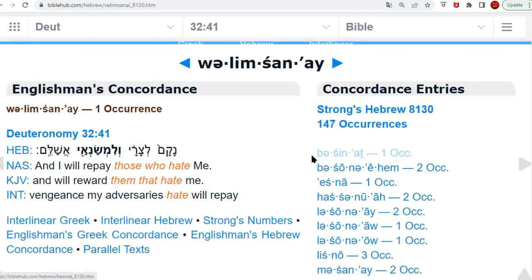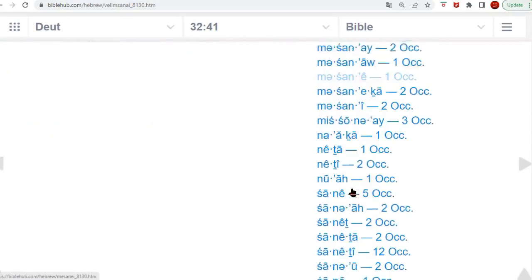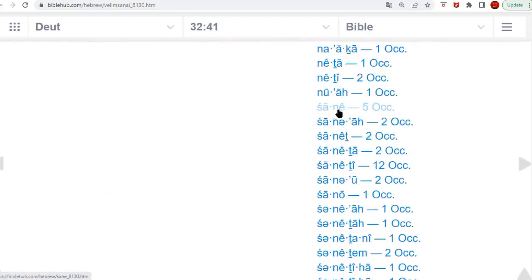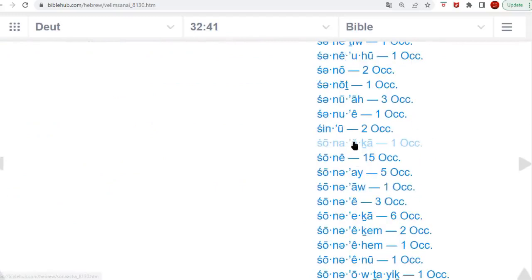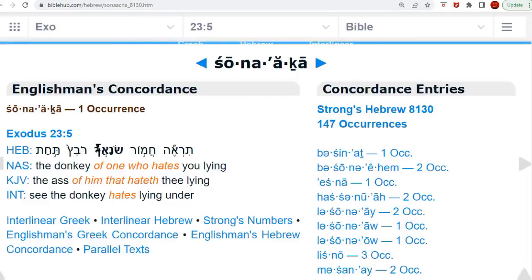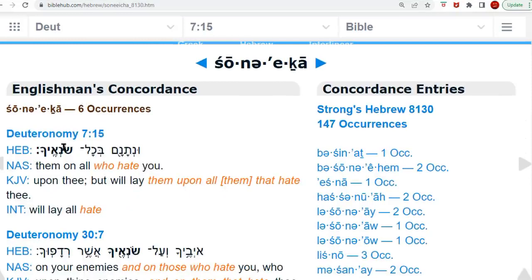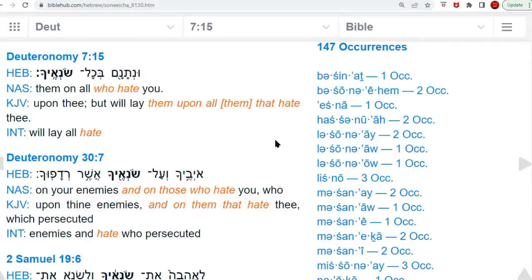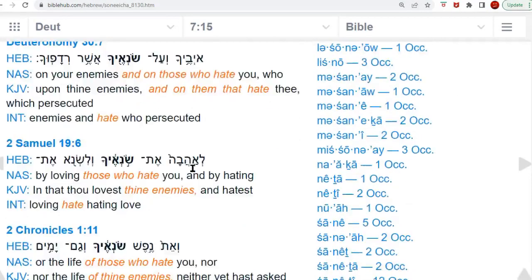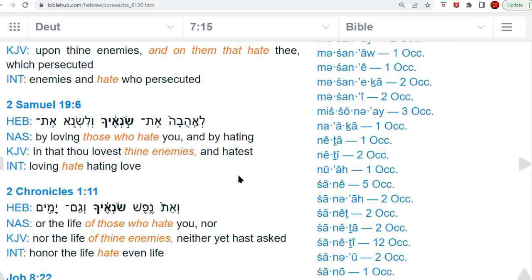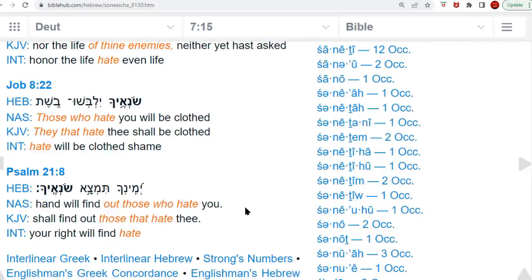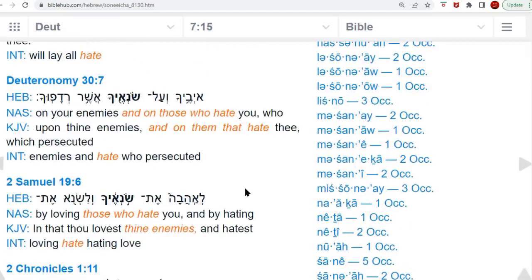In 147 occurrences, most are 1, 2, or 3 times. And you'll see it a couple of times as snake, S-N-A-K, a snack. And here 6 times is S-N-A-I-K, a snake. And they'll say it means hate. Thine enemies, the snake.